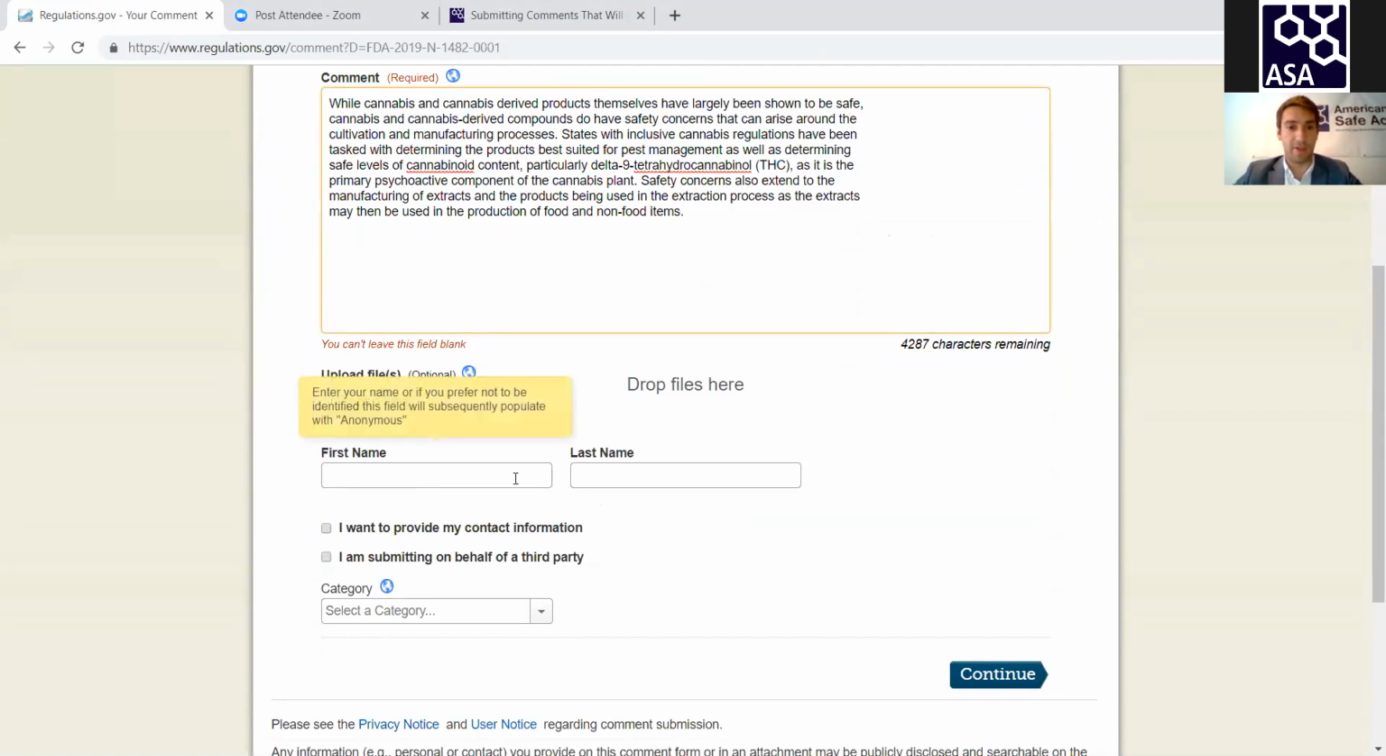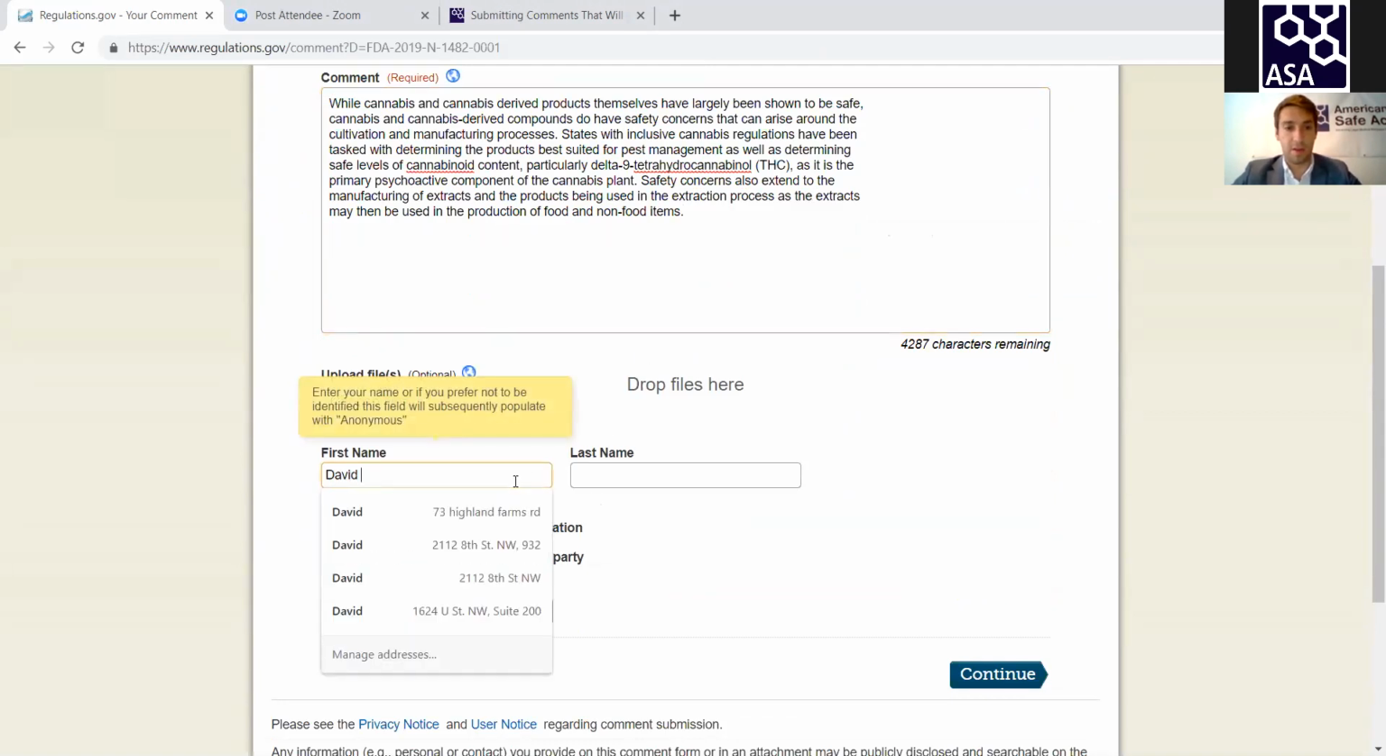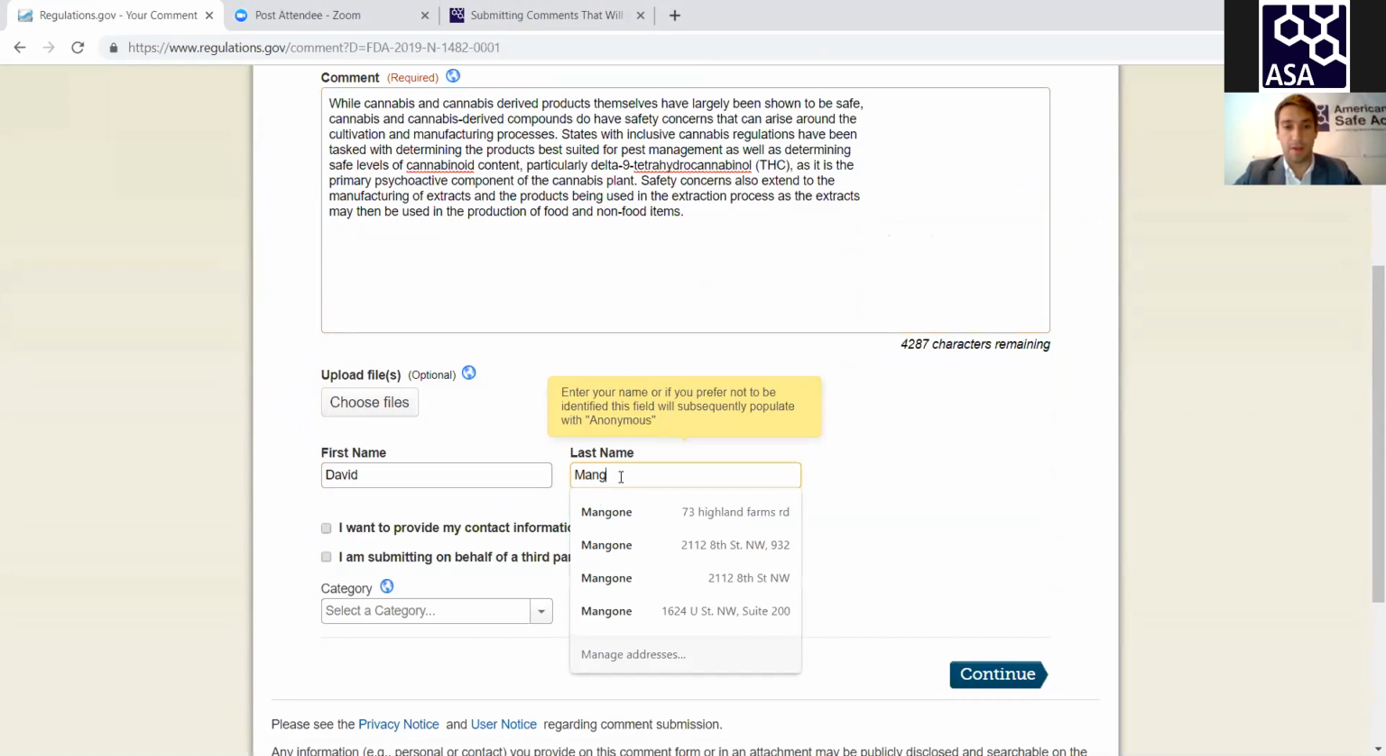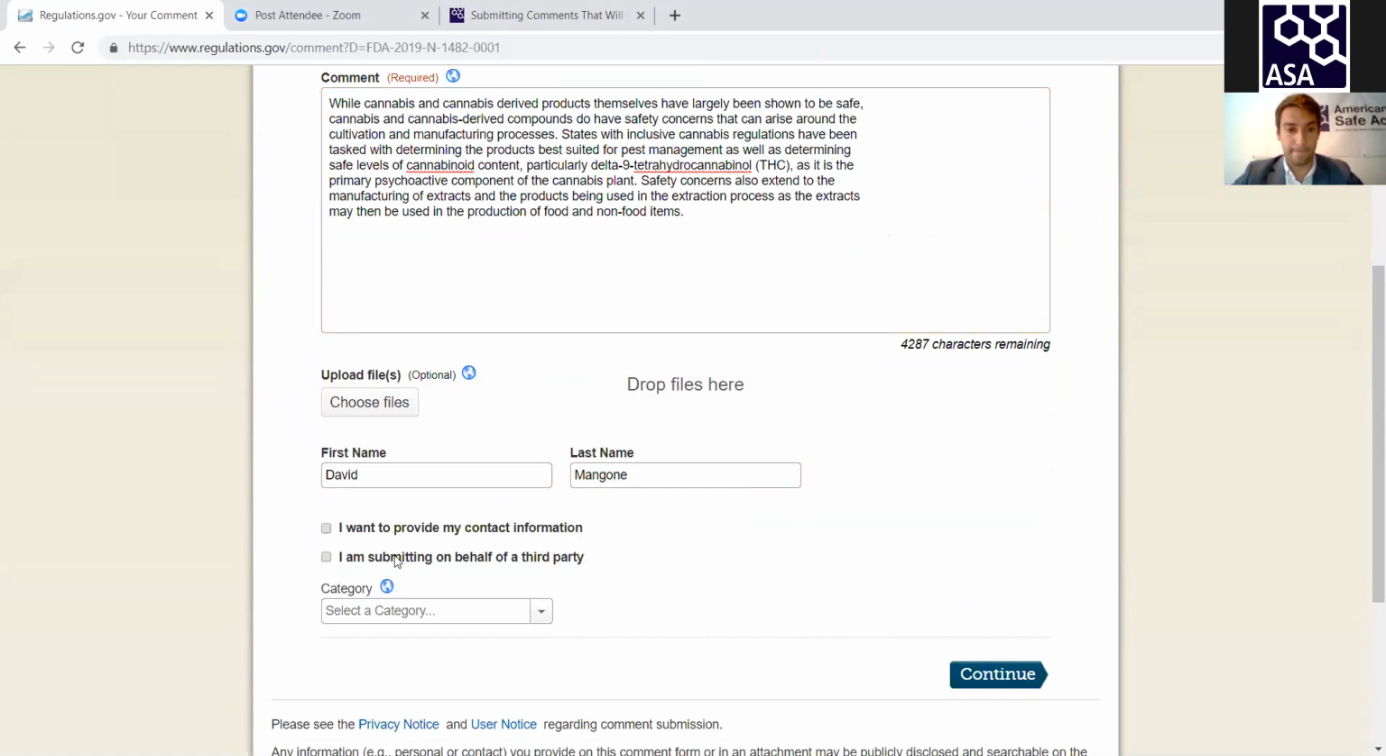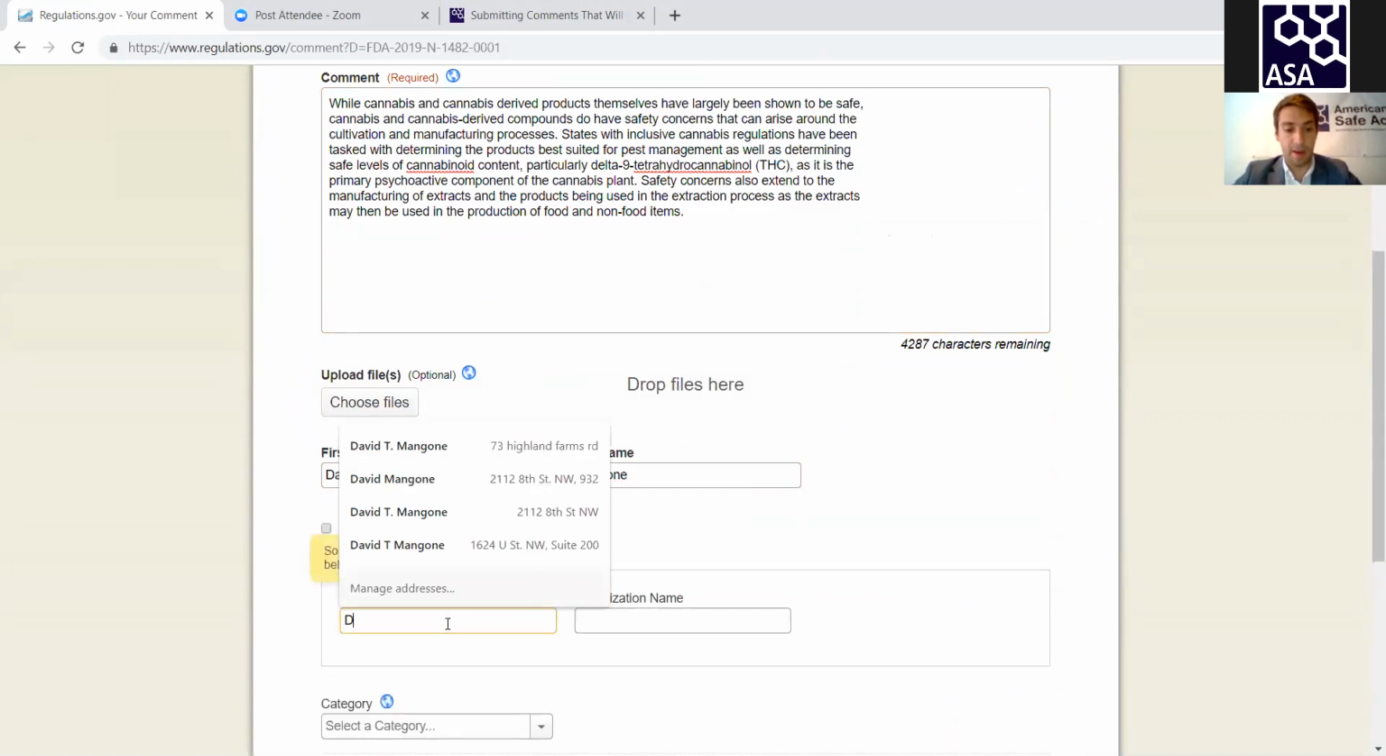We can include that right there and put my name, submitting on behalf of a third party.